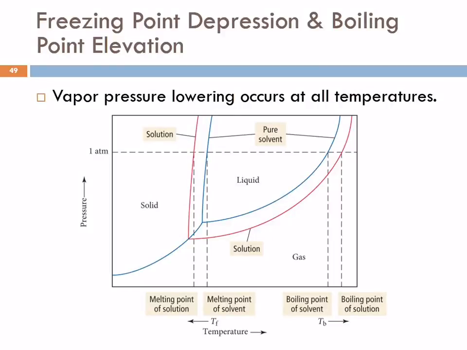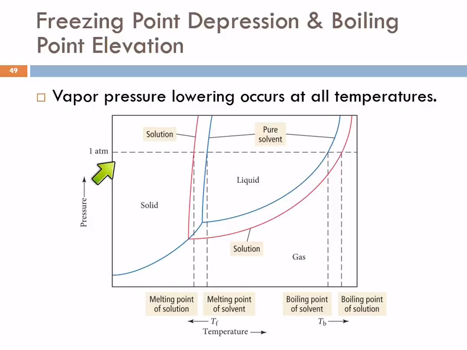Another colligative property that we mentioned already is freezing point depression. Boiling point elevation is another one. When we look at a phase diagram for a substance, let's make sense of what we've got going on here.